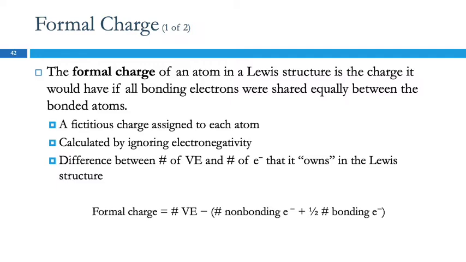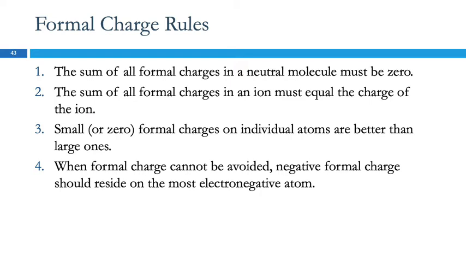Well, how do we evaluate which of those is a better structure? Or are they all the same? So we use something called formal charge. This is a little bit like oxidation states in that it's made up. It's just something that we made up to help us keep track of things without thinking too hard. So it's a fictitious charge assigned to each atom. We're ignoring electronegativity. We're just looking at the Lewis structure. And, if you like mathematical equations, you can do that. I don't like that. So I'll show you in a minute a different way to do it.